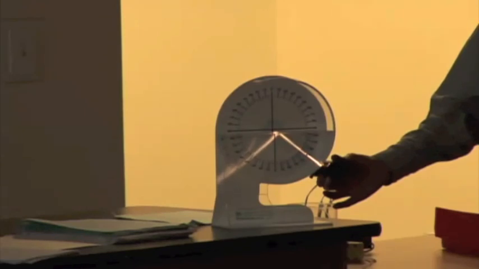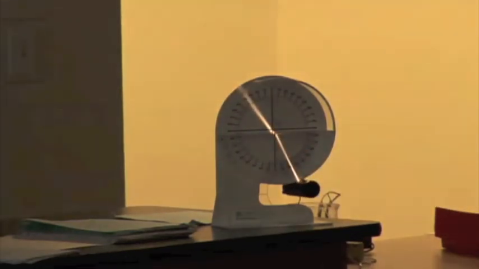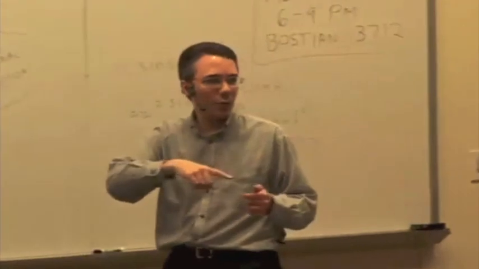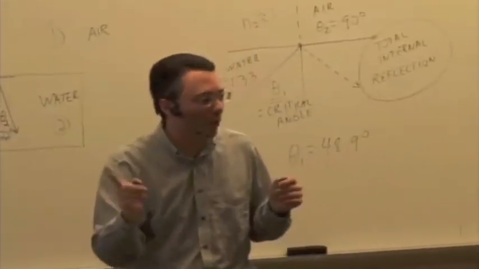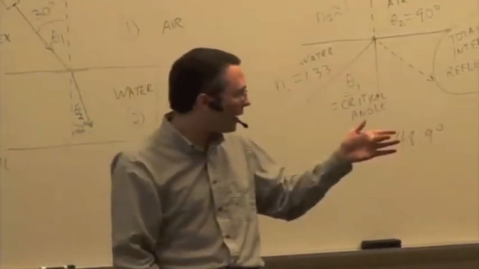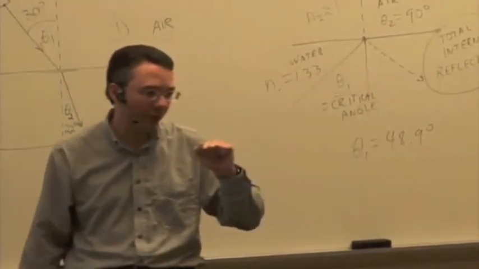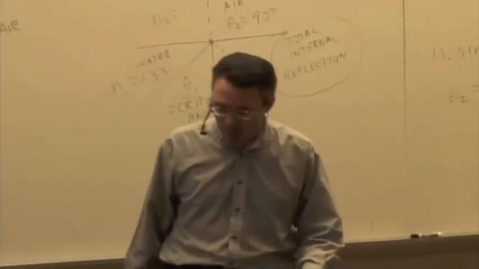Okay? So the key point here is that when you're going from lower to higher index, the light ray's always bent toward the normal. When you're going from higher to lower index, the light's bent away from the normal, but you got to be careful and worry about that critical angle. If you're beyond that critical angle, you're going to have total internal reflection. Okay? We will deal more with this on Wednesday.